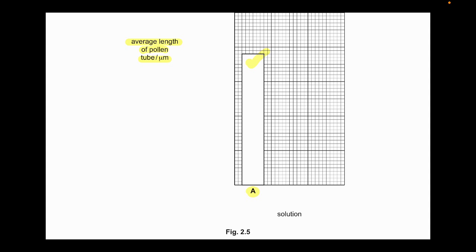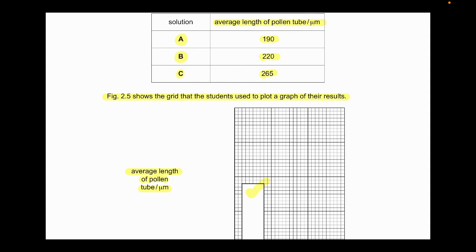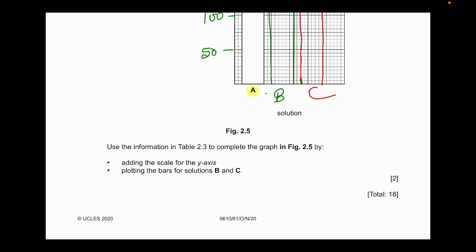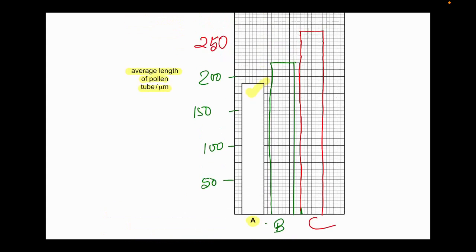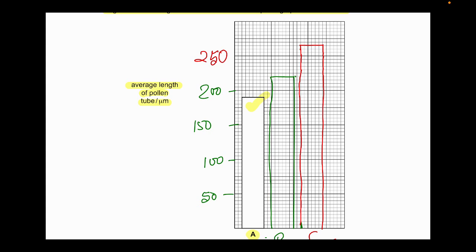So B and C we will have to do. Use the information in table 2.3 to complete the graph in figure 2.5 by adding the scale for the y-axis, plotting the bars for solutions B and C. So guys, we added the scale. 10 boxes were equal to 50, and according to A, we just drew B and C with the relative height.